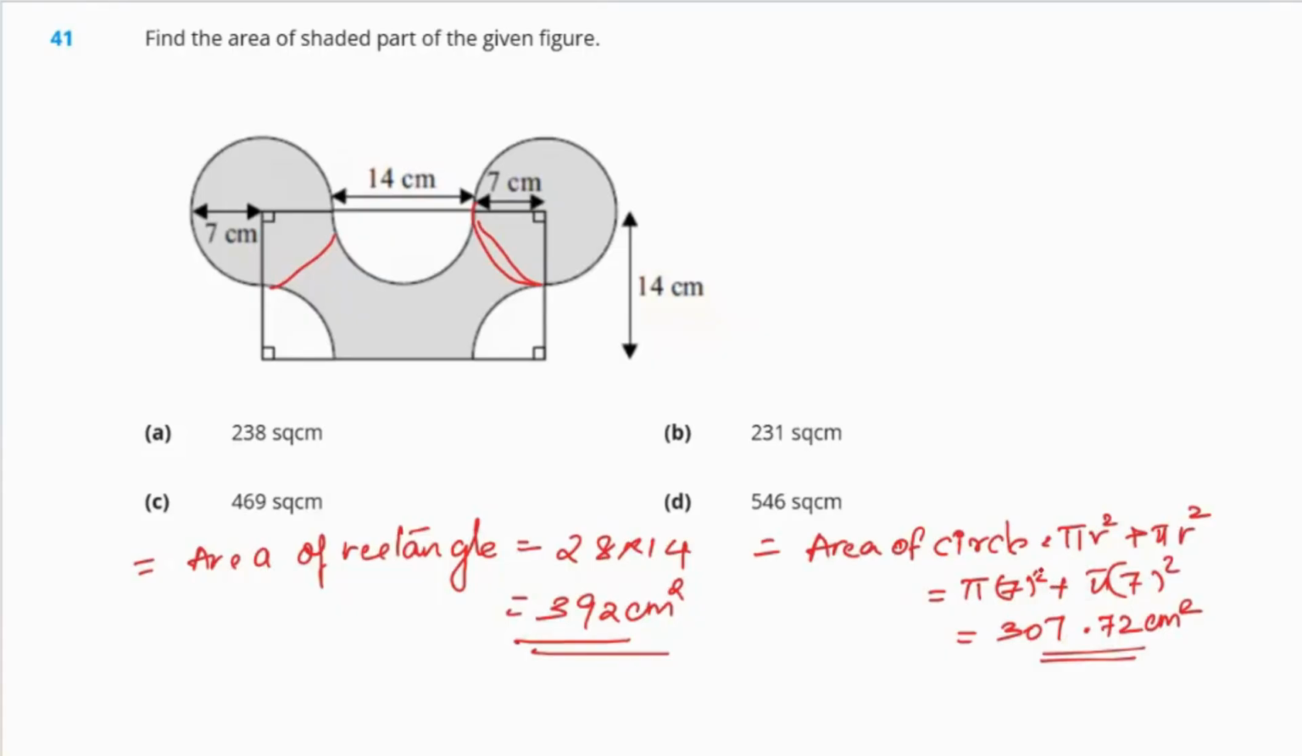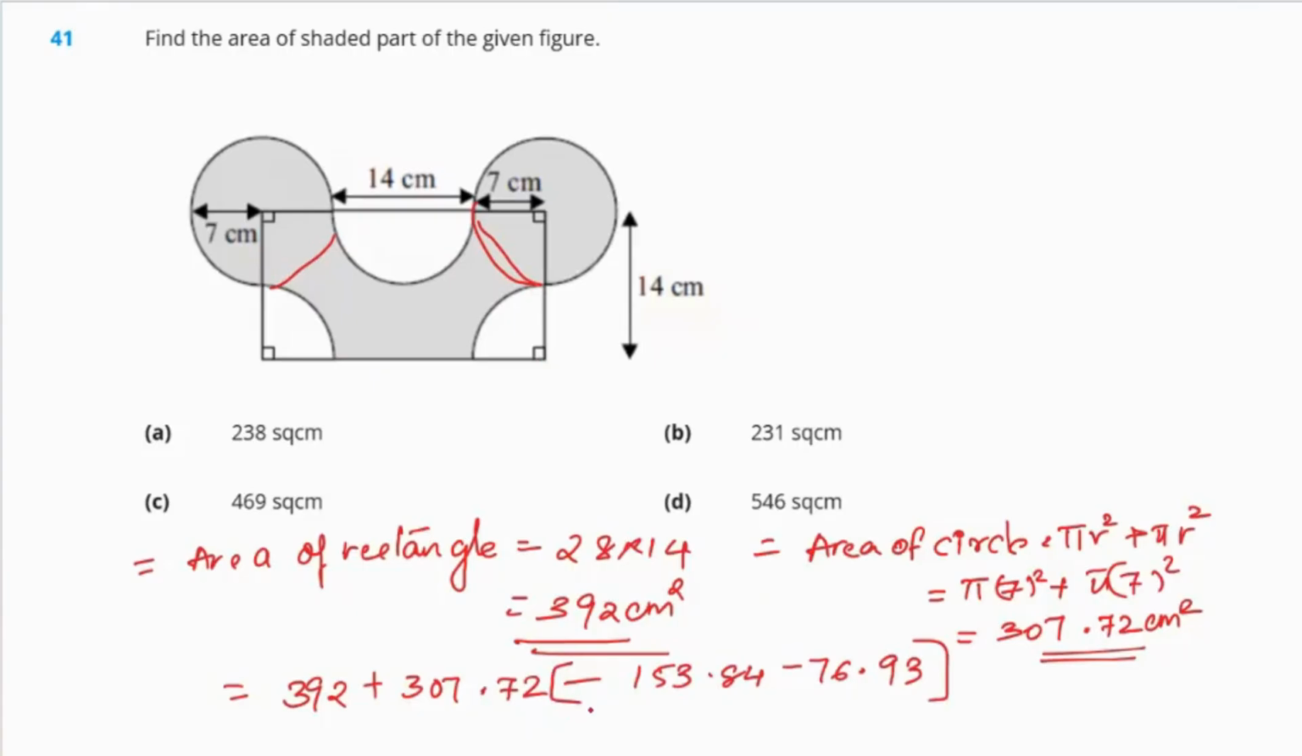Okay. Now what we have to do? This is the total area. 392 is the area of the rectangle plus 307.72 is the area of these two circles. From that we have to subtract one semicircle and two quarter circles. The area of one semicircle is 153.86 and the two quarter circles, the area will be 76.93. So we have to subtract these from this.